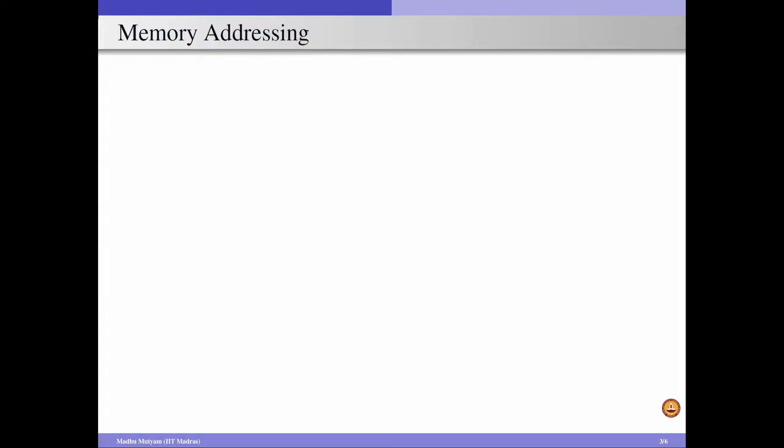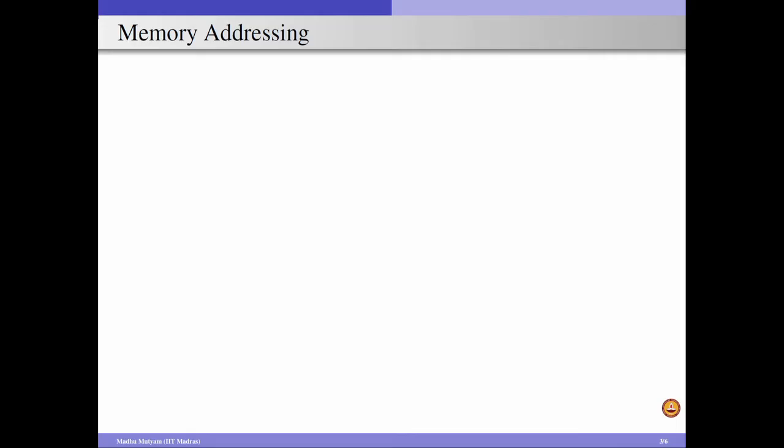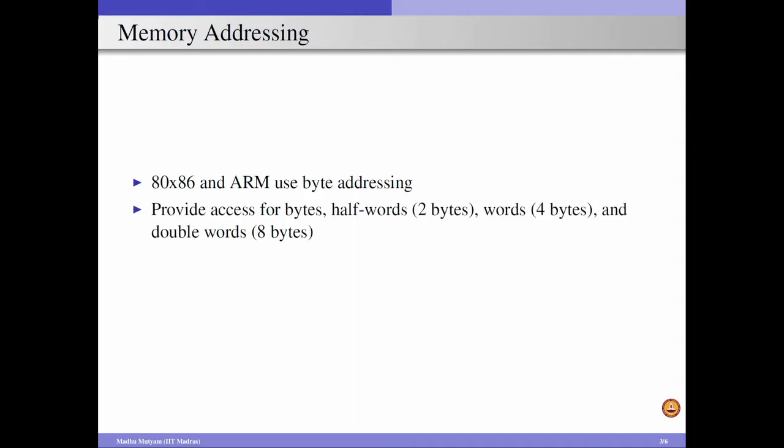Now let us discuss memory addressing. Again we are going to focus on the architectures which are predominantly used currently, such as 80x86 and ARM. These ISAs use byte addressable memory locations. So any memory location can be addressed, and we can get access to bytes, half words, words, full words, and so on.